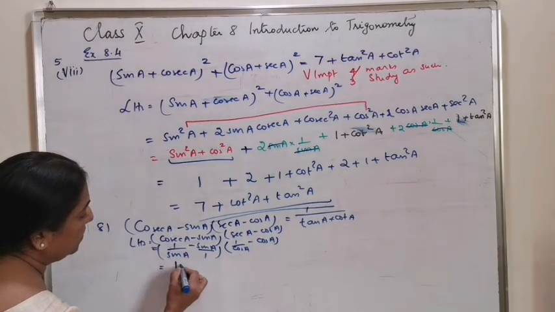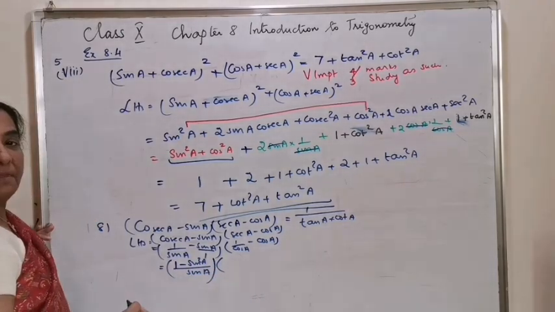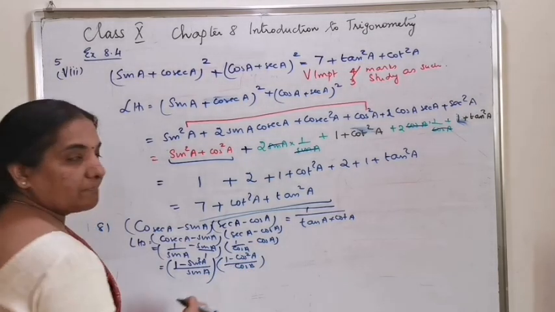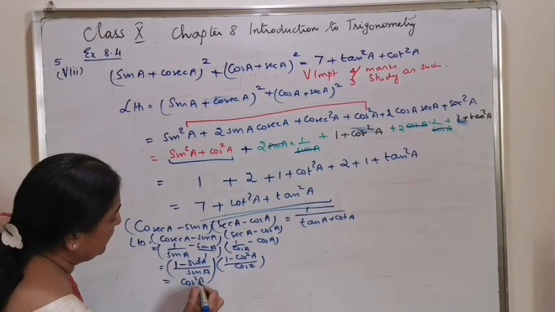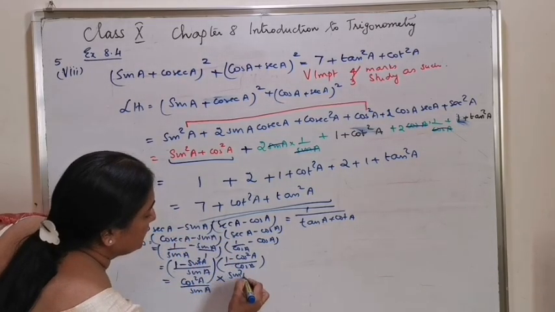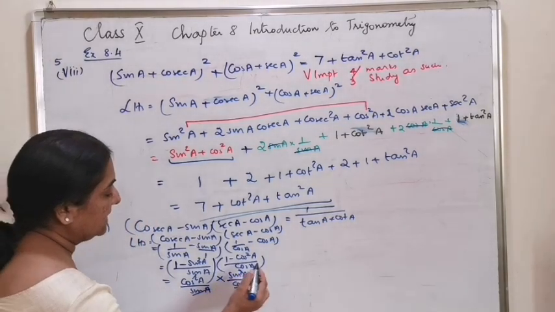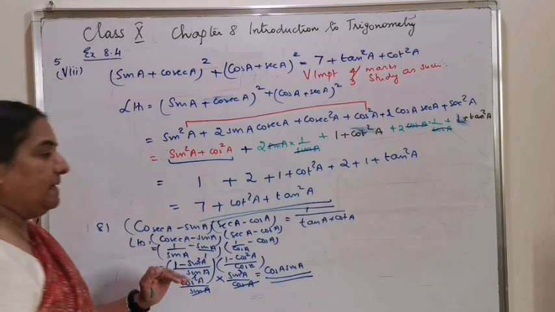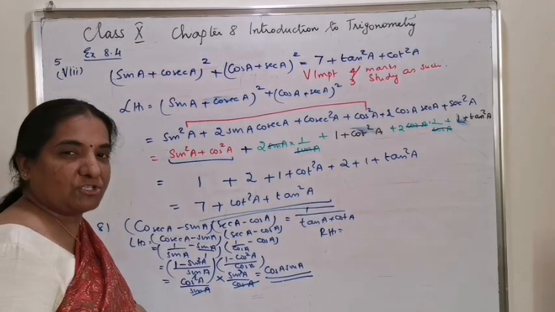1, that is (1 minus sine square A) by sine A into (1 minus cos square A) by cos A, which is the same as 1 minus sine square A is cos square A, by sine A, into 1 minus cos square A is sine square A, by cos A. Cos A gets cancelled and sine A gets cancelled, and finally the LHS answer is cos A sine A. Similarly, we have to get the RHS also with the same answer, cos A sine A.